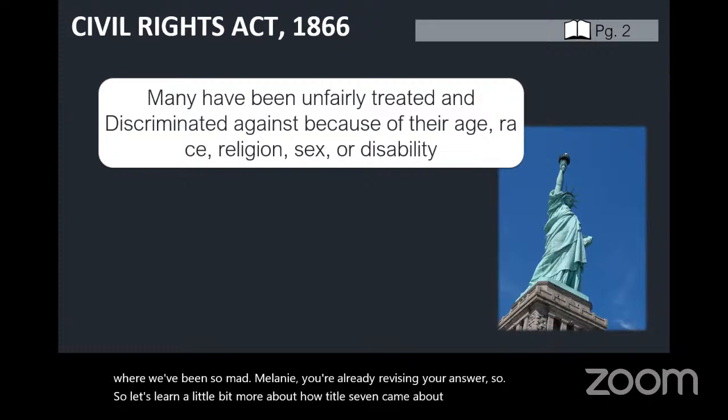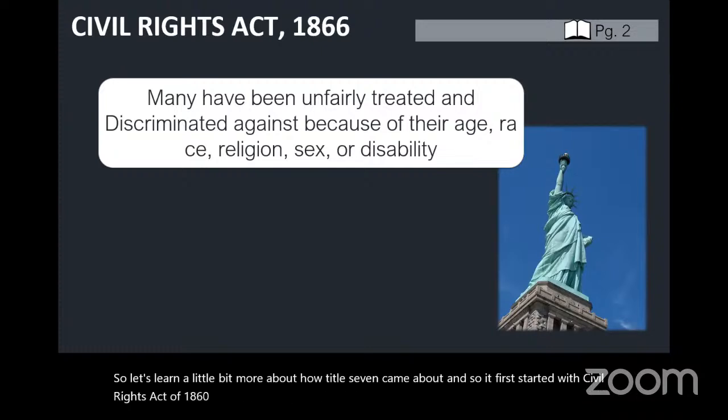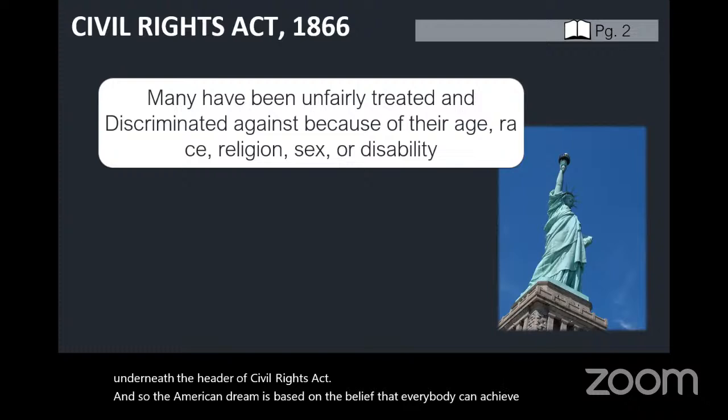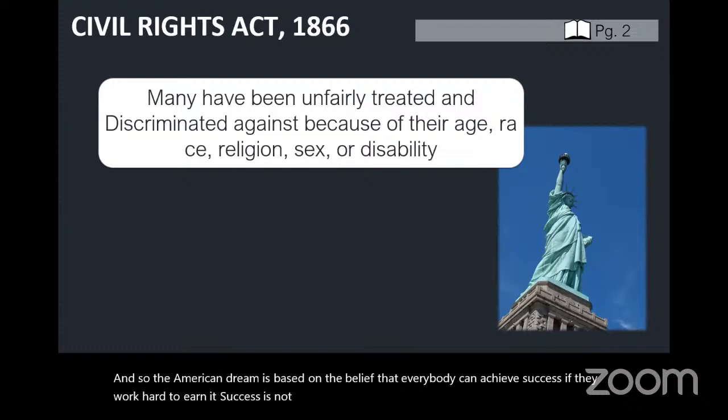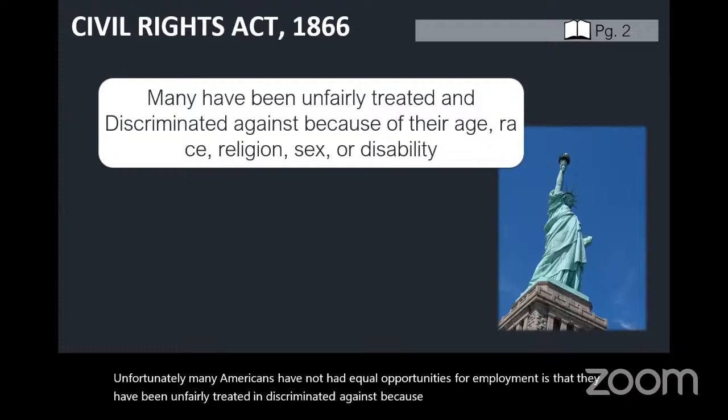It first started with the Civil Rights Act of 1866. Just so you all are aware, equal opportunity is every American's birthright. I'm reading on page 2, verbatim, in the second paragraph under the header Civil Rights Act. The American dream is based on the belief that everybody can achieve success if they work hard to earn it. Success does not depend on being born into a privileged class. Unfortunately, many Americans have not had equal opportunities for employment. Instead, they have been unfairly treated and discriminated against because of their age, race, religion, sex, or disability.